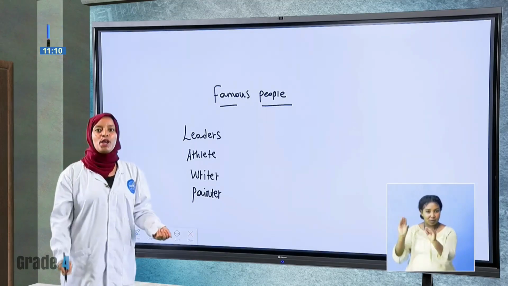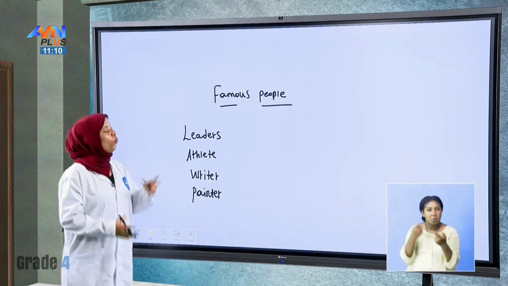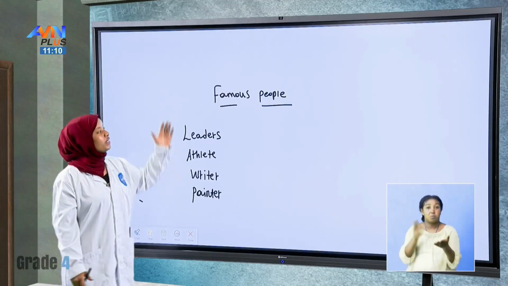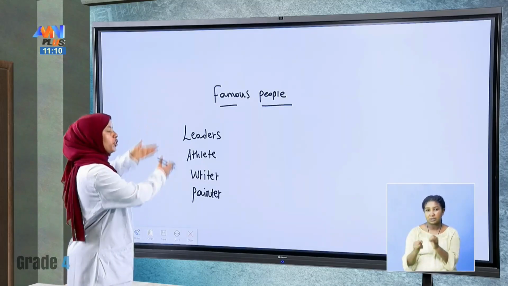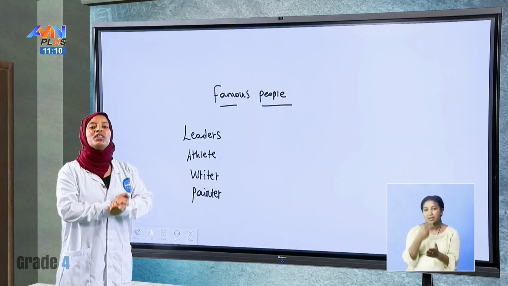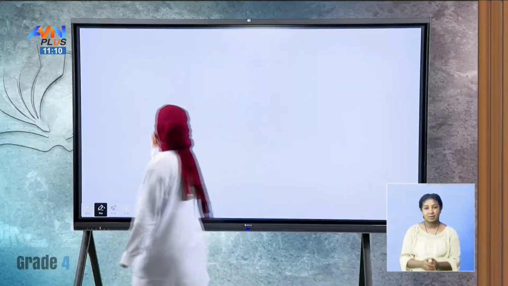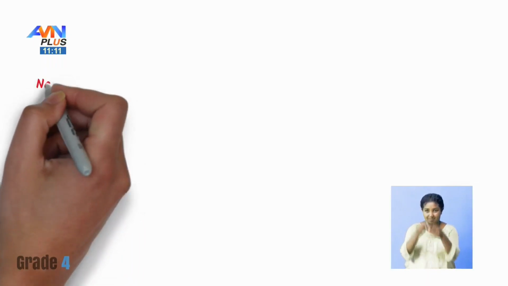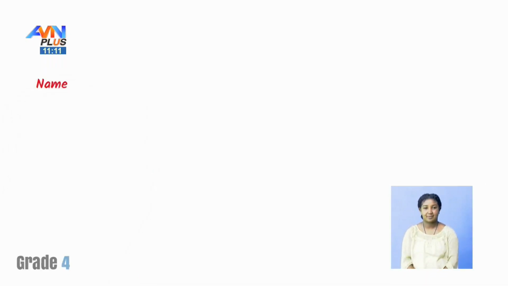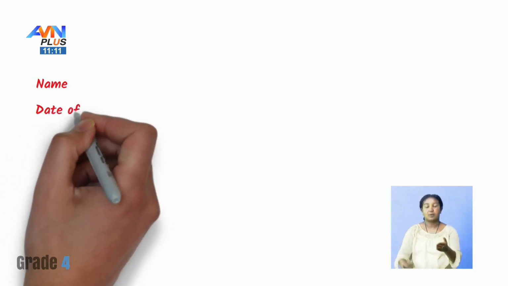Students, let us see when they were born and also where they were born. Let us give some information, like personal information. They do have some information about famous people. Let us do it together. Students, again, stay with me. The first one is, we can mention their name, and next, date of birth.